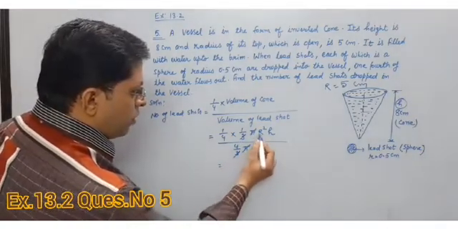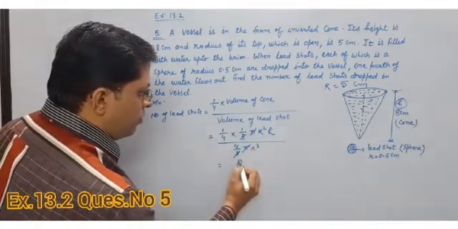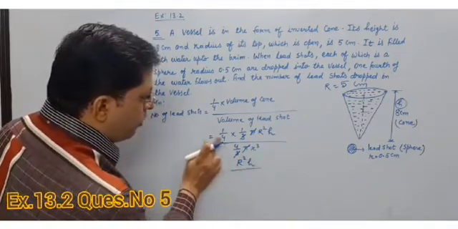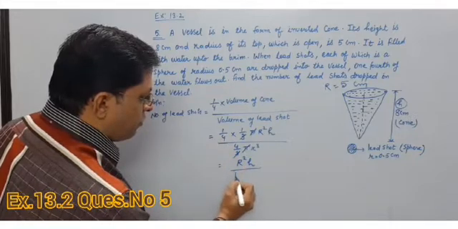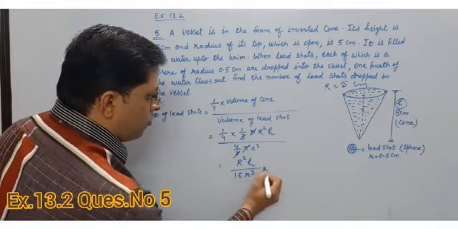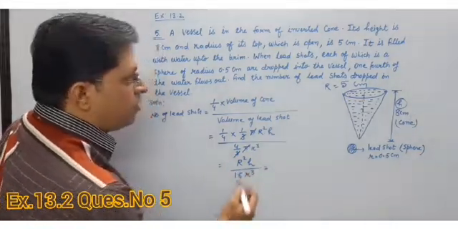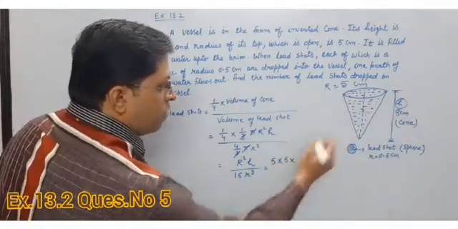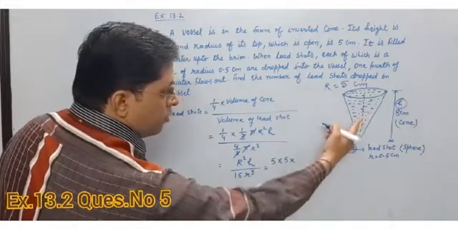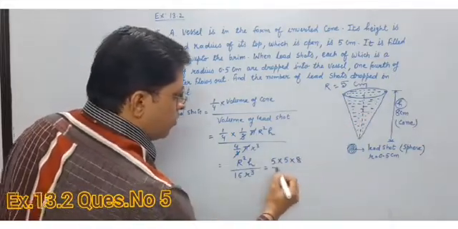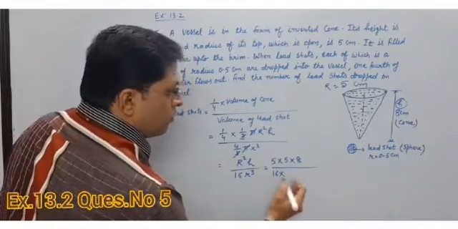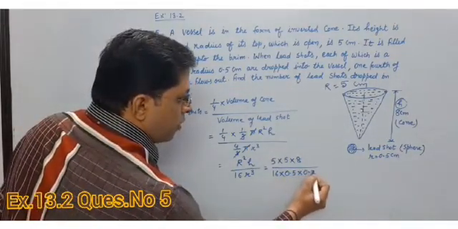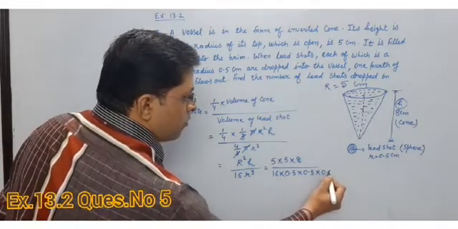Then in the numerator r square h is there. In the denominator, what is it? This 4 and 4 multiply. 4 4s are 16 r cube. So what is the radius of capital R? 5 into 5. Height of the cone is your 8, upon 16. What is small r? That is 0.5 into 0.5 into 0.5.